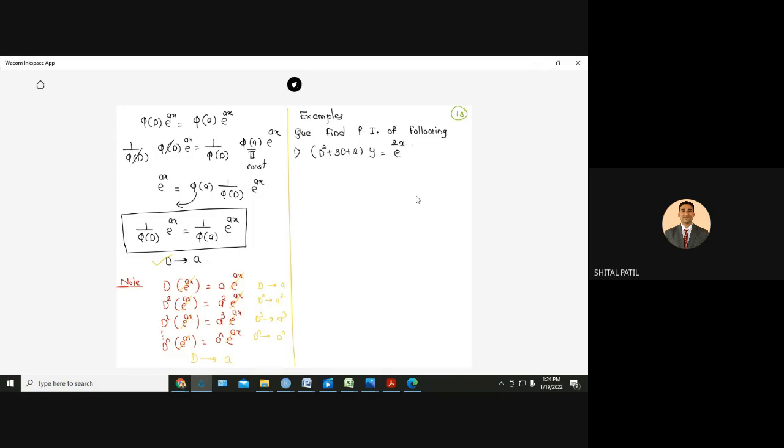A raised to 2x. What is particular integral? क्या होता है particular integral? We have to take this d term to other side.